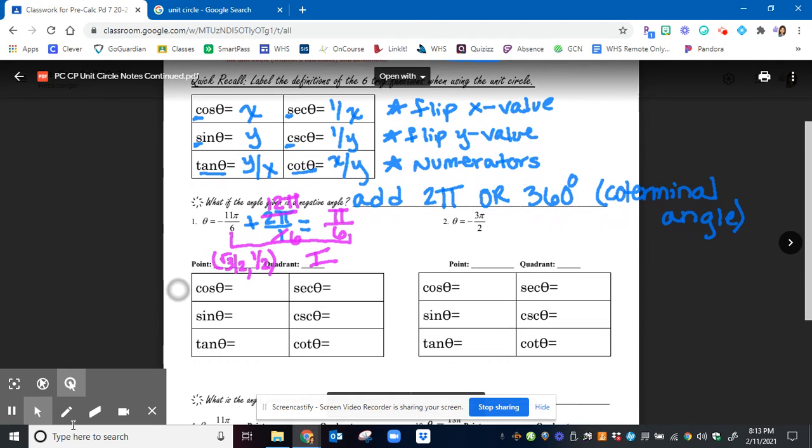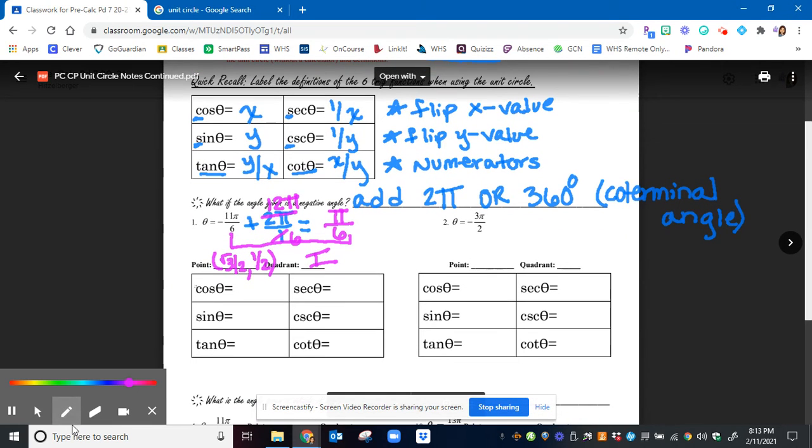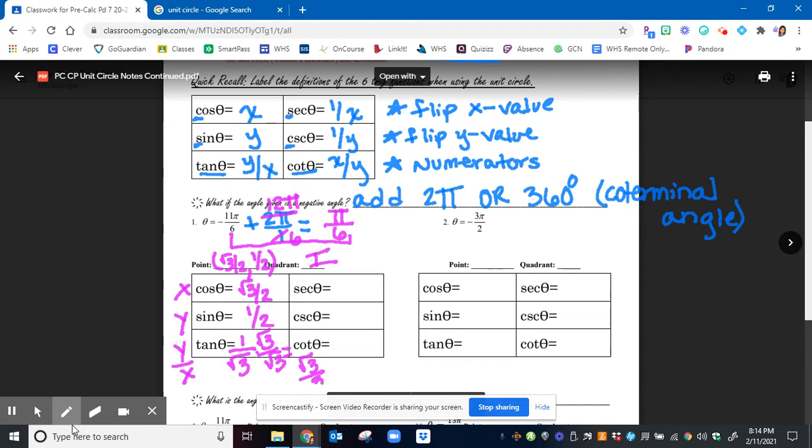My first definition is cosine. Cosine goes with the x value, so this is going to be radical 3 over 2. Sine goes with the y value, so this is going to be 1/2. Tangent goes with y over x. Remember that all we're looking at is the numerator. So I'm taking 1, putting it over the x numerator, which is radical 3. Then we rationalize, so times radical 3 to the top and the bottom, and we're left with radical 3 over 3 for tangent.